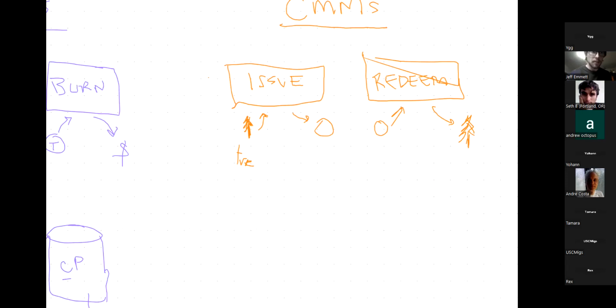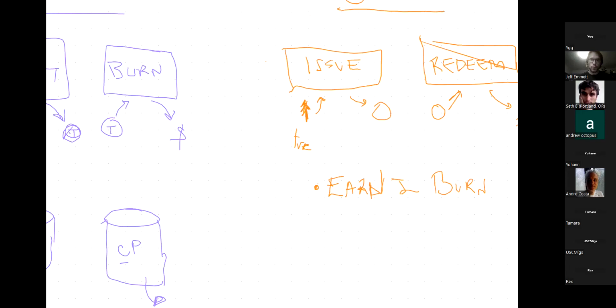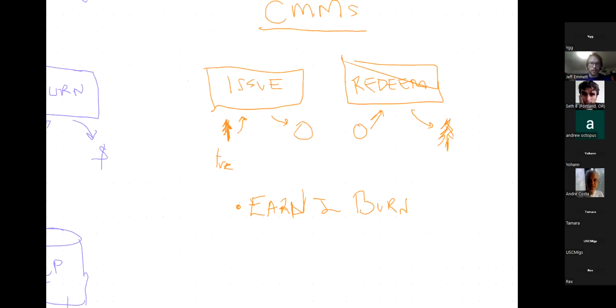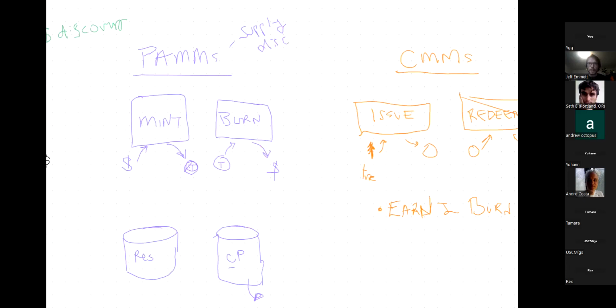If we look at sort of stakeholders, I'm on the right color. So let's call this the earn to burn. I apologize about my writing here. Let me zoom out here for a second.